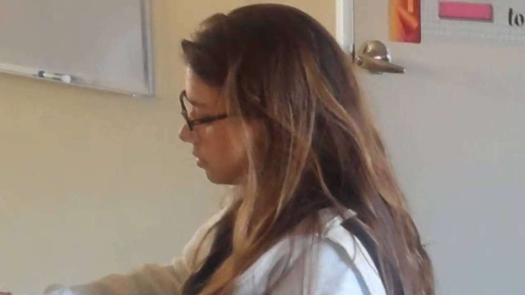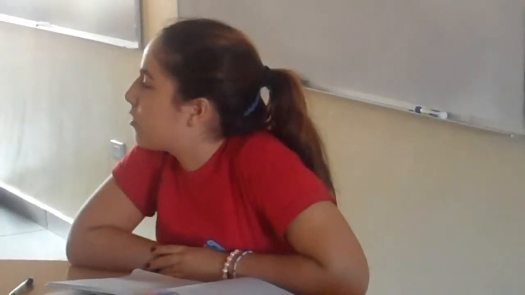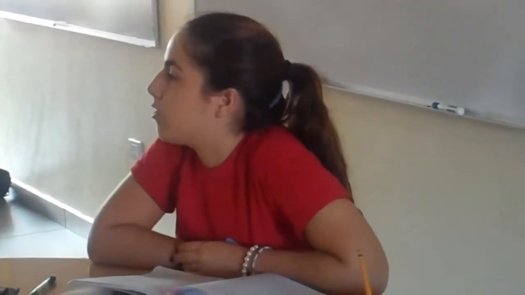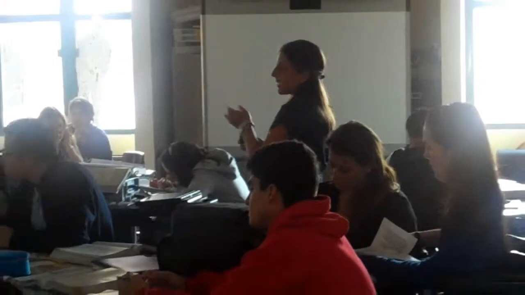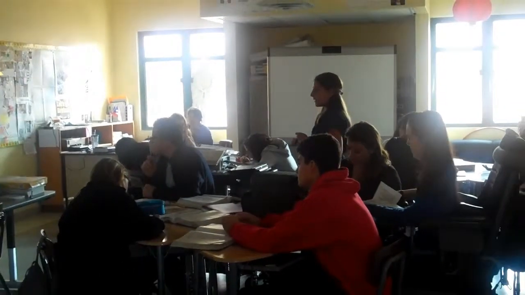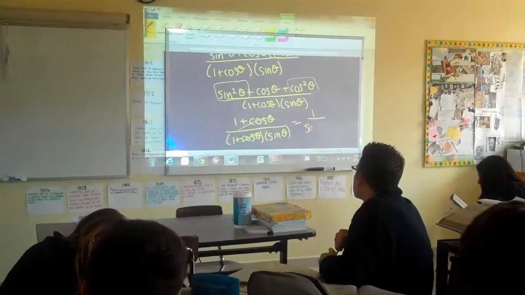So what do I recognize in the numerator? So I use the sine squared theta plus the cosine squared theta. And what does that equal? 1. So I have 1 plus cosine theta over 1 plus cosine theta, because that's what's left over. But then I can't forget about the denominator. I'm left with 1 over sine theta.